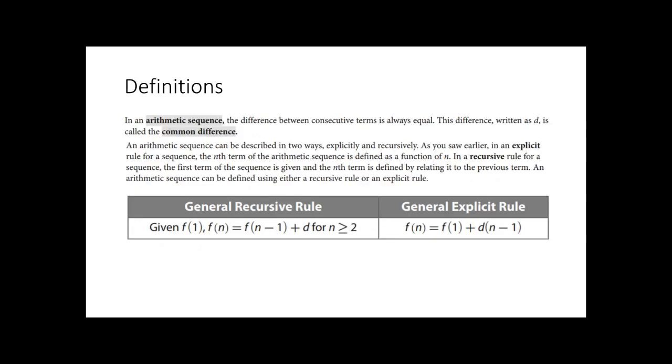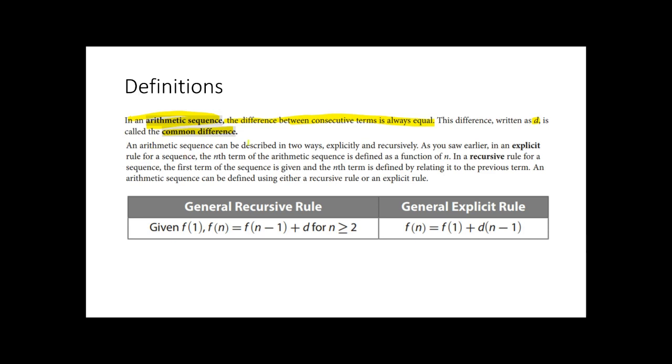All right, so let's look at definitions. In an arithmetic sequence, the difference between consecutive terms is always equal. So in my last example, our difference was 10. We kept going up by tens. The difference is written as d, which is also known as the common difference. So we had a common difference in the previous example of $10.